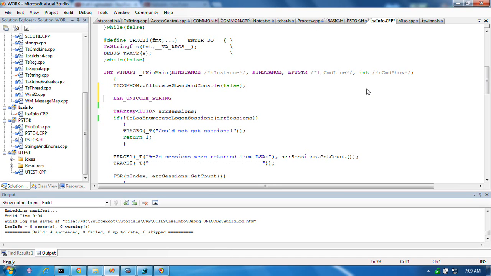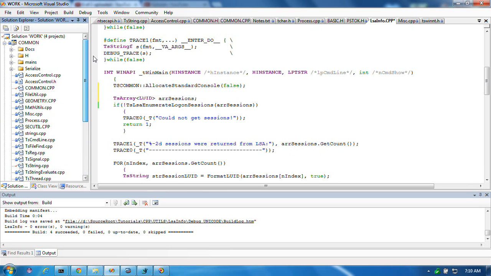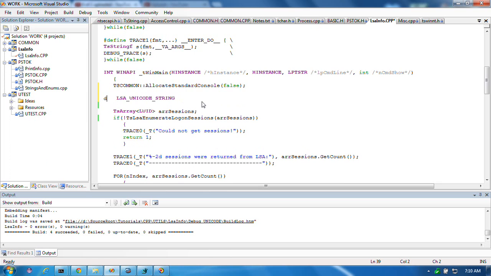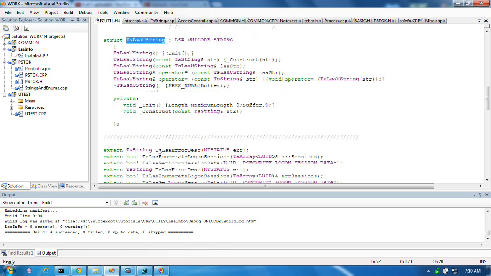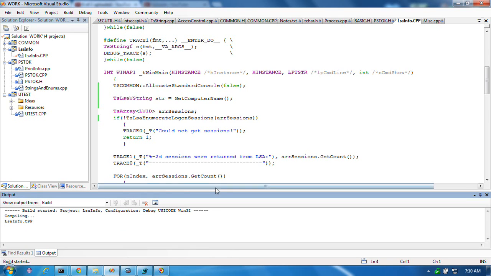Now, where did I define this one? Yeah, I mean, I didn't put it in any common area, so I don't feel too bad. Where did it go? It's called TSLSAU string. Oh, wow. Oh, it's there. Oh, it's there now. Okay. Say I do that.